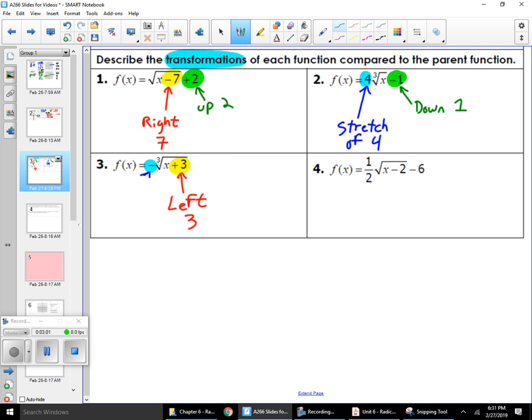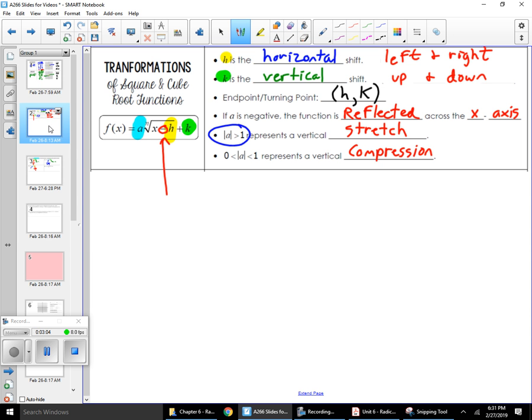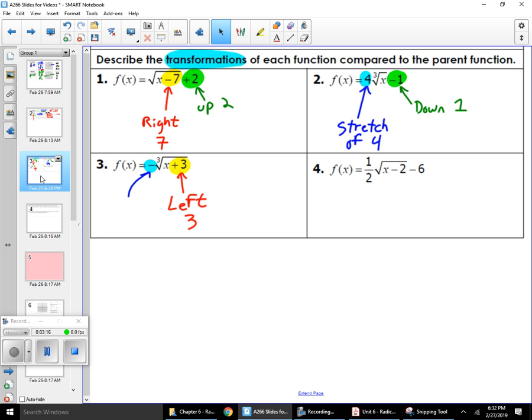This negative out front gives us a bit of information as well. If that a value is negative, note that then we get a reflection. So this negative sign outside of the radical tells us that this graph is reflected. In other words, points that would have been high on the parent graph will be low on this transformed graph. Points that were low will now be high.